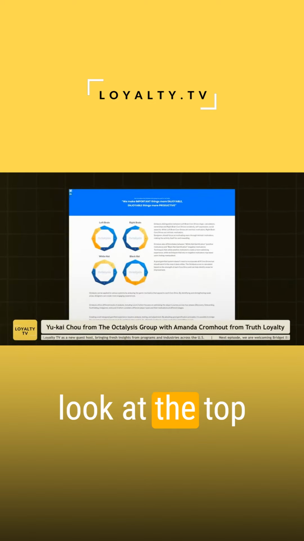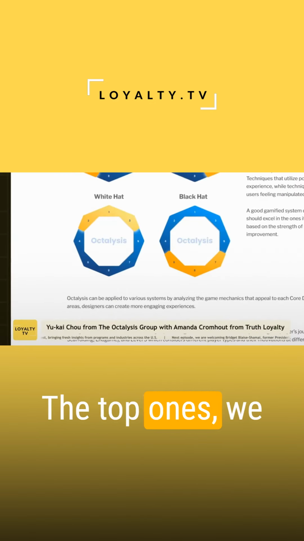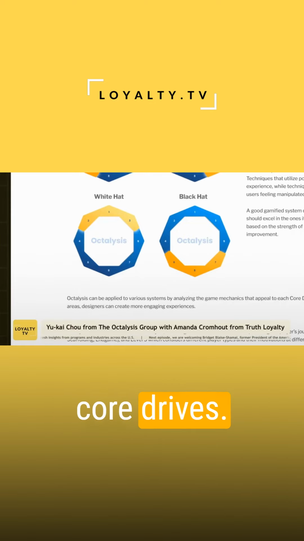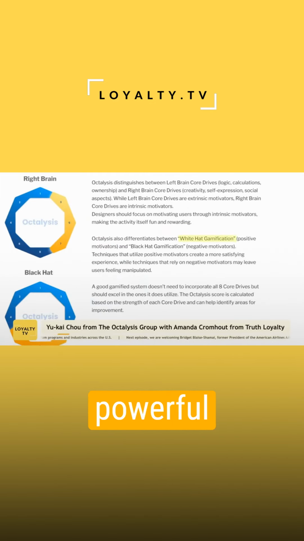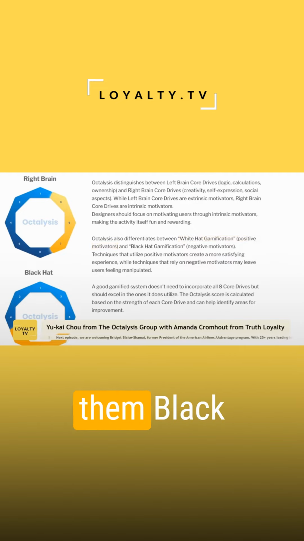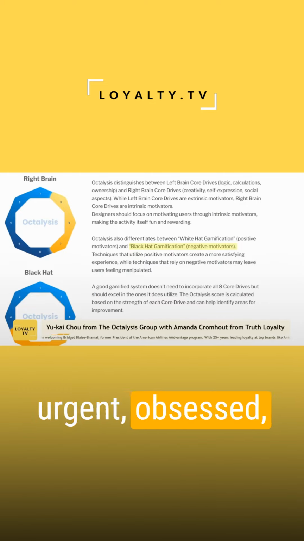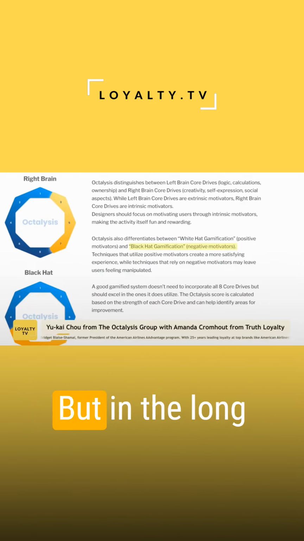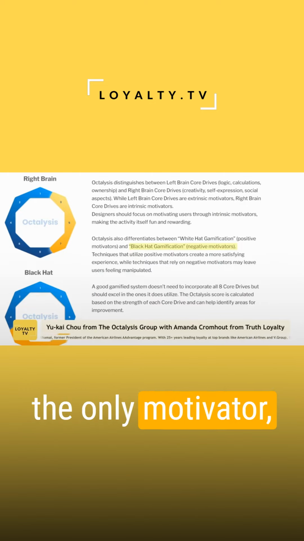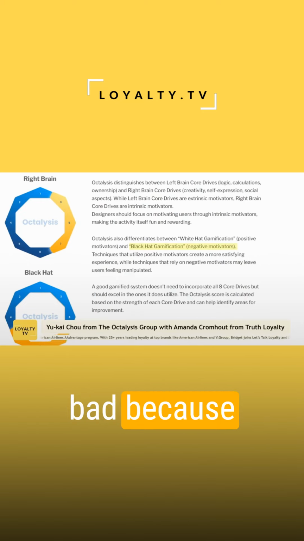And then we look at the top versus bottom of the octagon, and there are also different natures there. The top ones, we call them white hat motivation core drives. So it makes people feel powerful, in control, they feel good, but there's no sense of urgency, so they procrastinate. The bottom ones, we call them black hat motivation core drives. And so those make people feel urgent, obsessed, sometimes even addicted. But in the long run, if that was the only motivator, it could lead to people burning out and they feel bad because they feel like they're not in control of their own behavior.